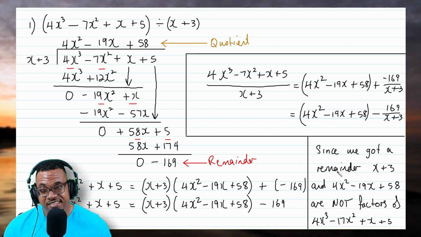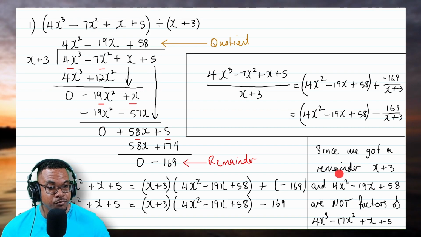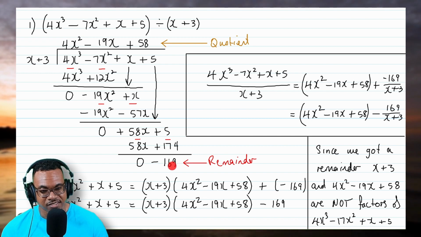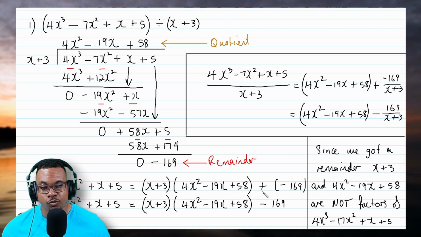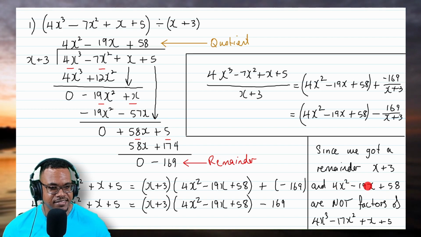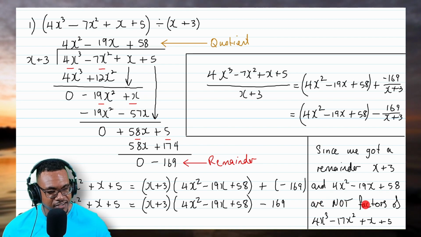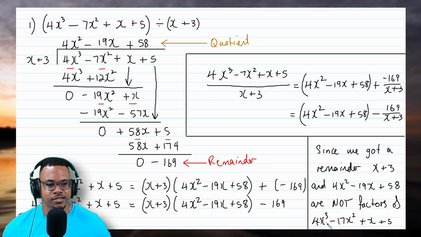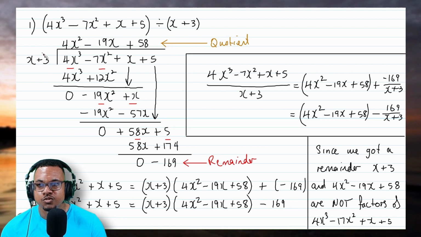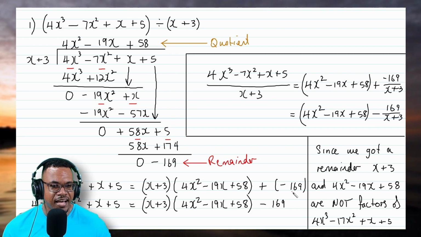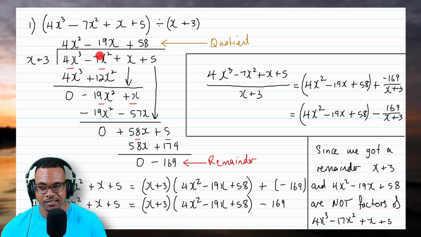Now I just want to emphasize this, since this is really important: our remainder is negative 169, and our divisor x plus 3 and our quotient 4x squared take away 19x plus 58, see our quotient here, are not factors of our dividend, which is 4x cubed take away 17x squared plus x plus 5. So basically what I'm saying is, when you multiply these two, I would not get this, because when you multiply these two, you have to add the remainder to get back this.